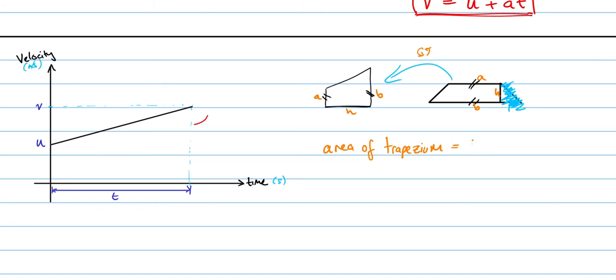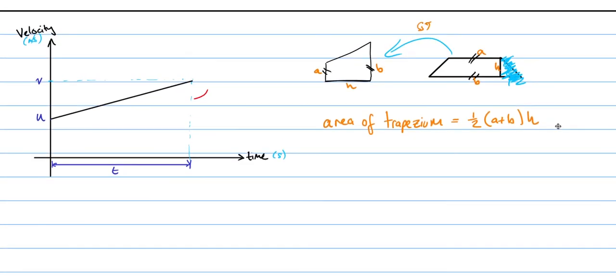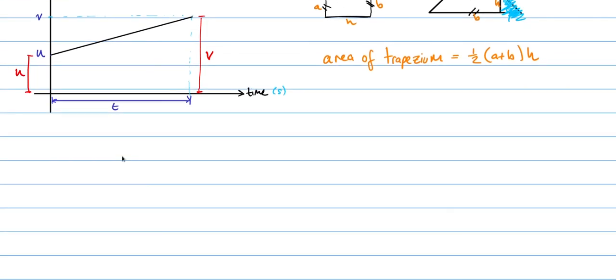The area of a trapezium is simply half A plus B times height. Okay, cool. So we can use that over here. As you can see, this distance over here is just V. This distance over here is just U, and we got T along the bottom. So we can use the area of a trapezium to work this out. It's simply half U plus V times T, which is kind of a height over there.